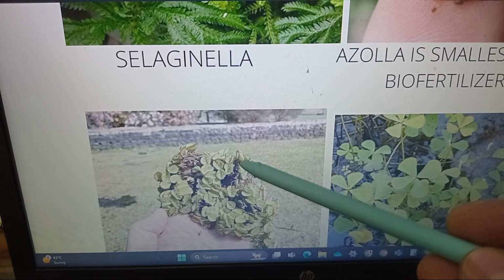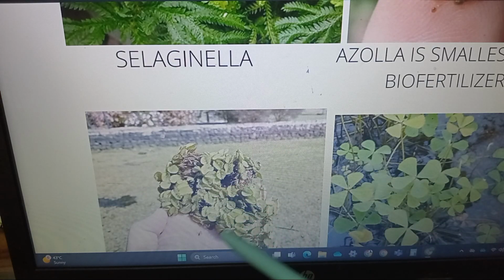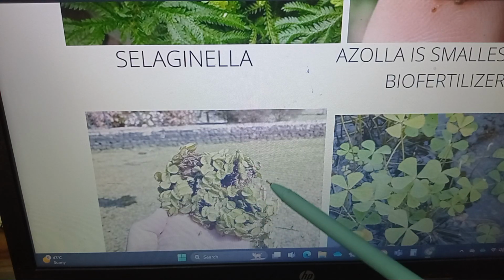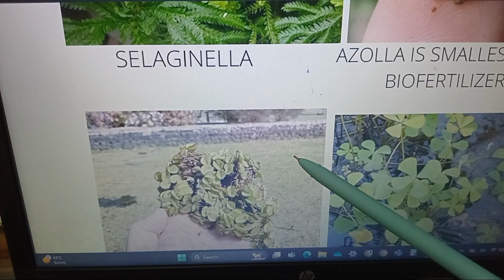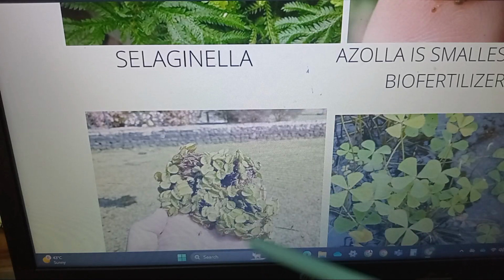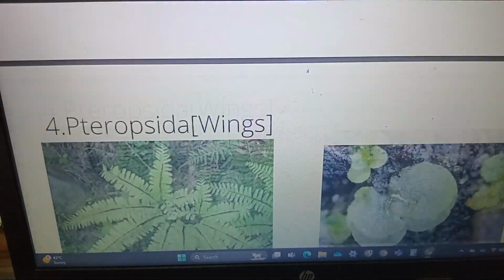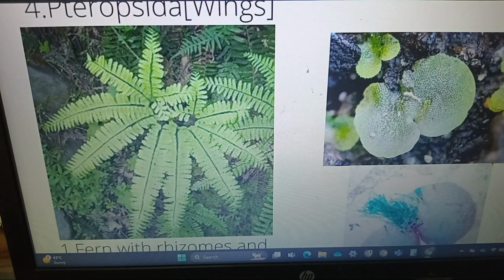So this heterosporous condition is the same as the seed condition we see in the next group, gymnosperms and angiosperms, where two different gametophytes are there. The male gametophyte is different, the female gametophyte is different. In the prothallus, the male and female gametophytes are not separate. Here we are seeing both male and female gametophytes produced on the same prothallus. So this was about the pteridophyta.